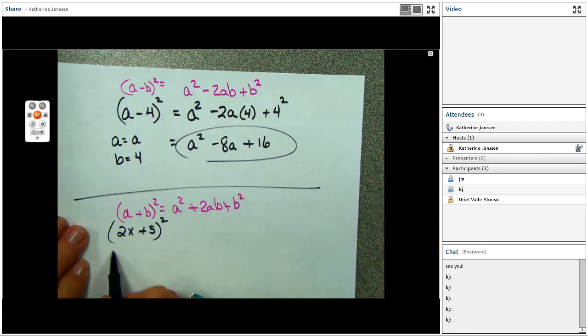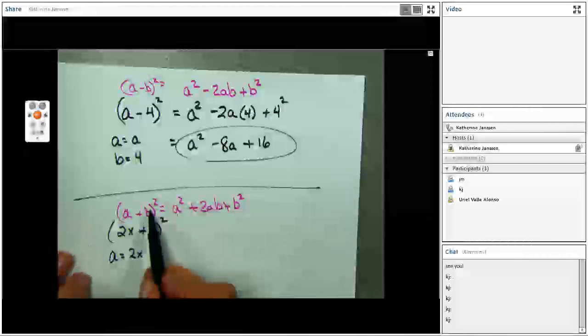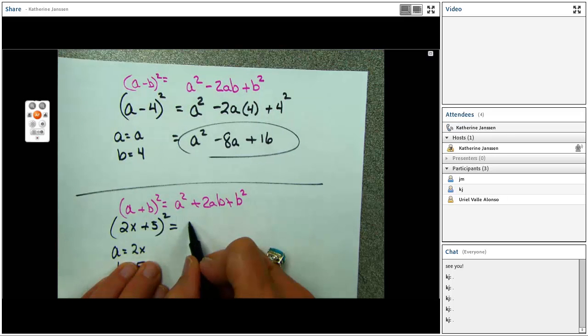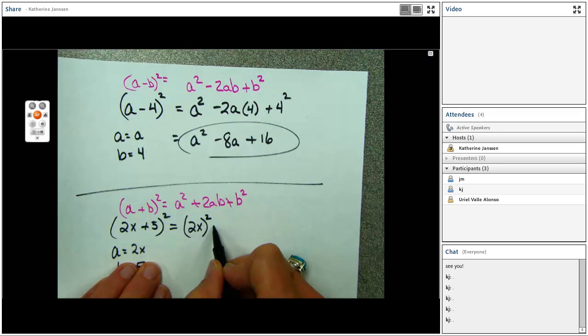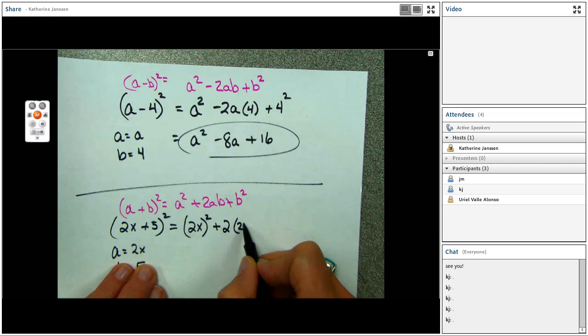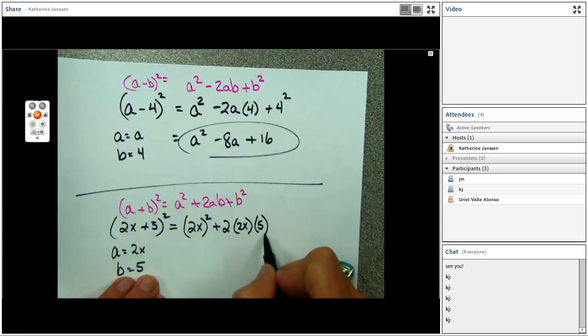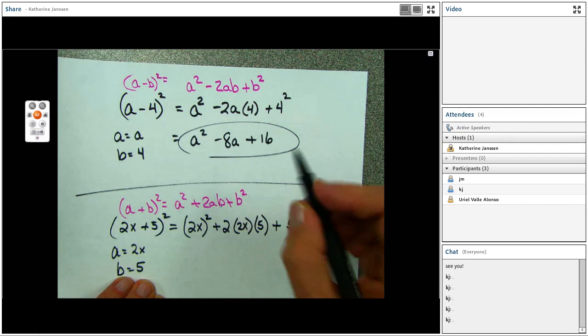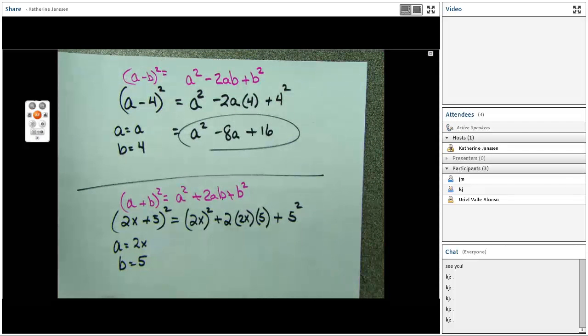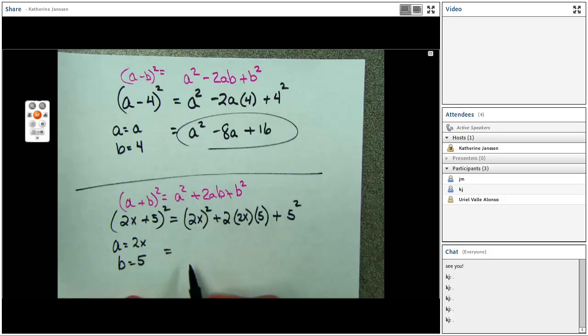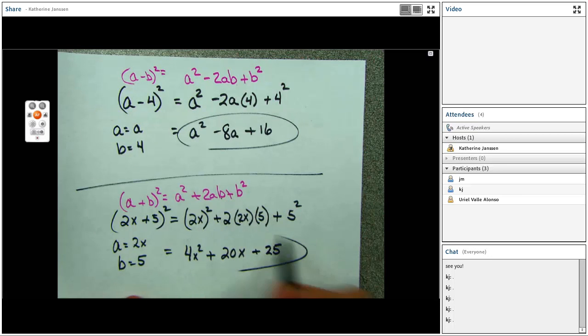So identifying a's position in this case is 2x, b's position in this case is 5. So I can substitute. A in this case is 2x, but I need to square it, plus 2, a's value is 2x, b's value in this case is 5, plus b again is 5, but I need to square it. 2x times 2x would be 4x squared, plus 2 times 2 is 4 times 5 is 20 times x, plus 5 times 5 is 25. You can check with FOIL.